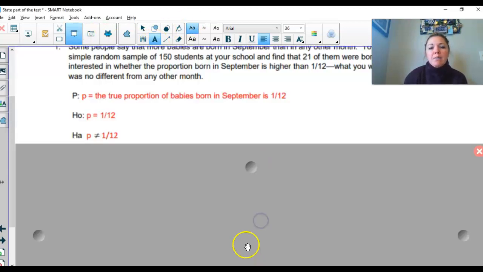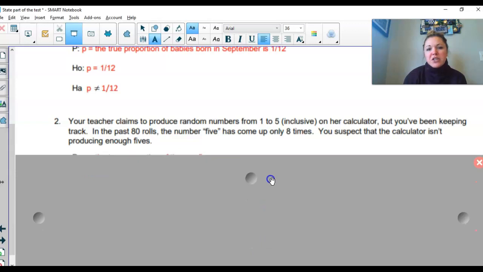Okay, so on number 2, your teacher claims to produce random numbers from 1 to 5, inclusive, meaning 1 is included as well as 5 on our calculator. But you've been keeping track. In the past 80 rows, the number 5 has only come up 8 times. You suspect the calculator isn't producing enough 5s.